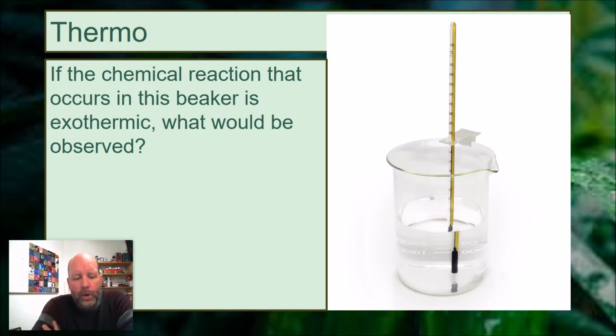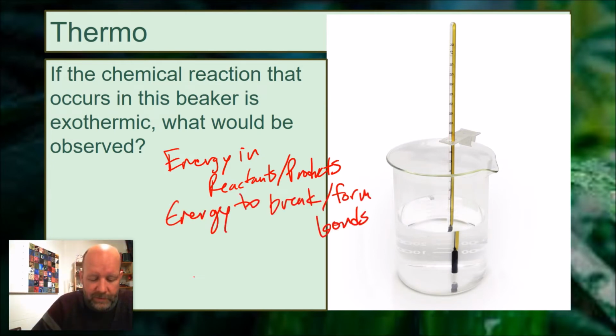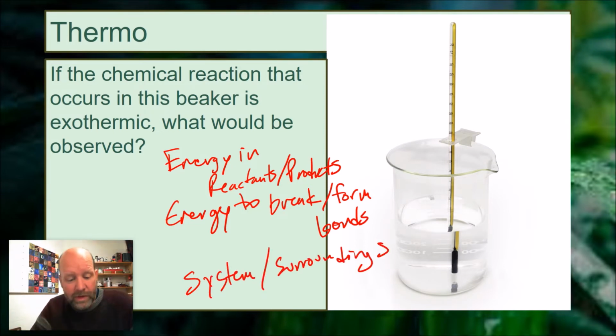So a couple of terms we need to know, exothermic and endothermic. If I've got an exothermic reaction happening in this beaker, what does that mean? Think of it in terms of energy in the reactants and the products, and which had more, the energy to break and make bonds. And I want you to think about it in terms of system and surroundings. So answer each of those three things. Think about the energy in the reactants, the products, the energy in the breaking and formation of bonds, and then how the energy moves, system, surroundings. So pause the video, answer those questions.